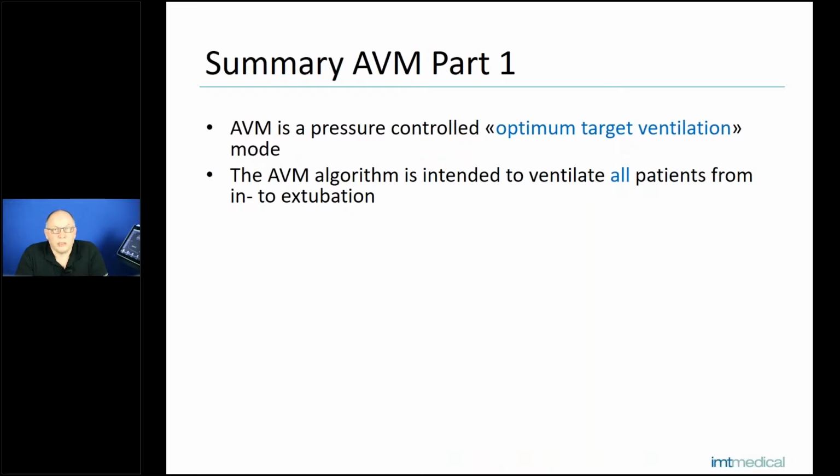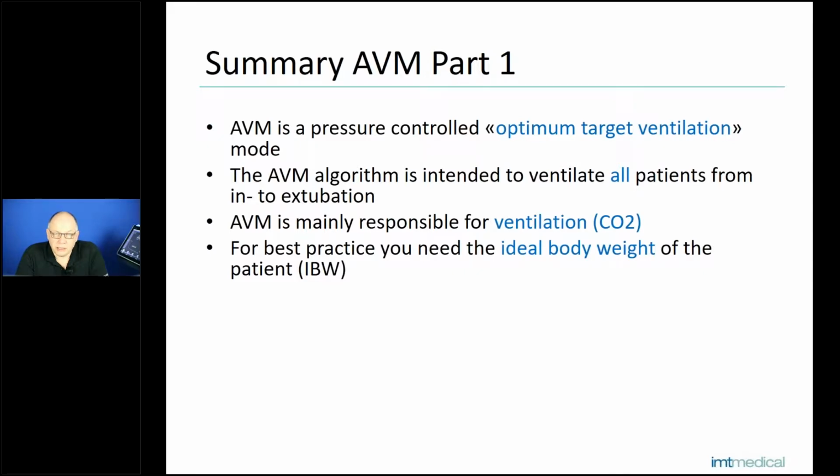AVM, the algorithm, is mainly responsible for ventilation. That means CO2 is part of the ventilation. So everything you do with the special AVM settings is just for ventilation. You have to put FiO2 and PEEP manually to adjust oxygenation for the patient. For the best practice, you need to type in the ideal body weight. In the bellavista, you have to set the height of the patient, and the ideal body weight calculation is done by bellavista. But for several reasons I explained last time, it's very important to set the height correctly so that bellavista is working in the best way possible.